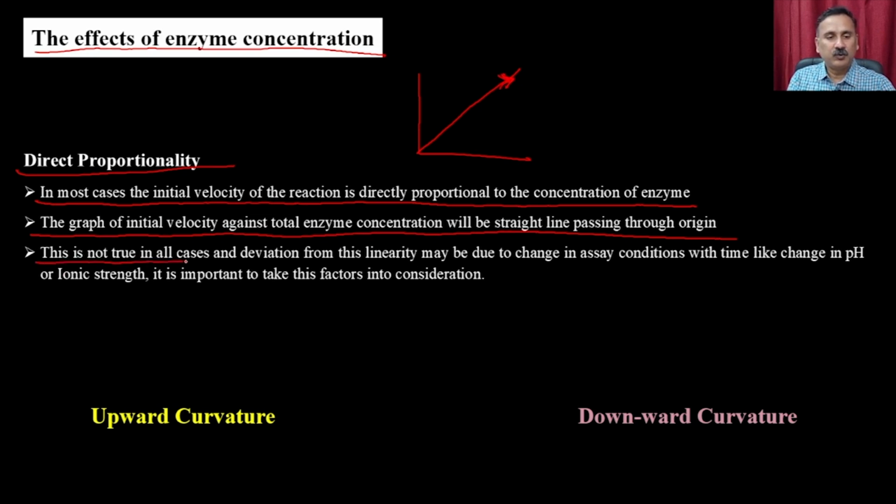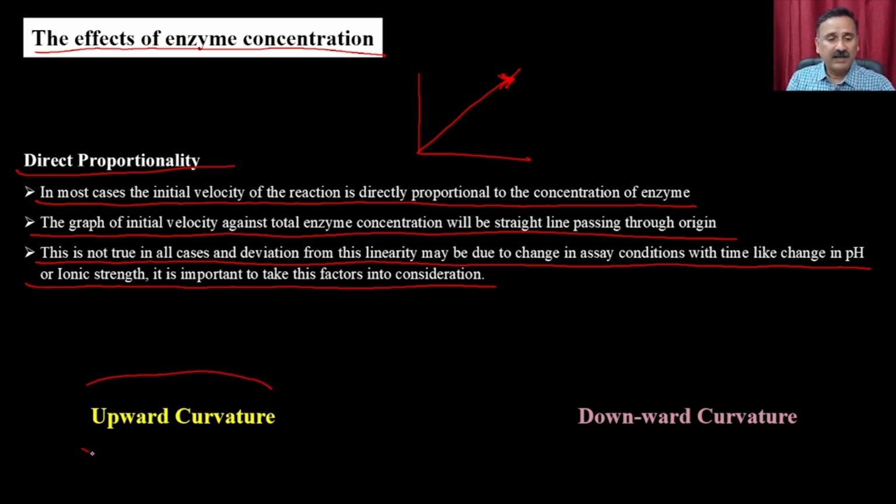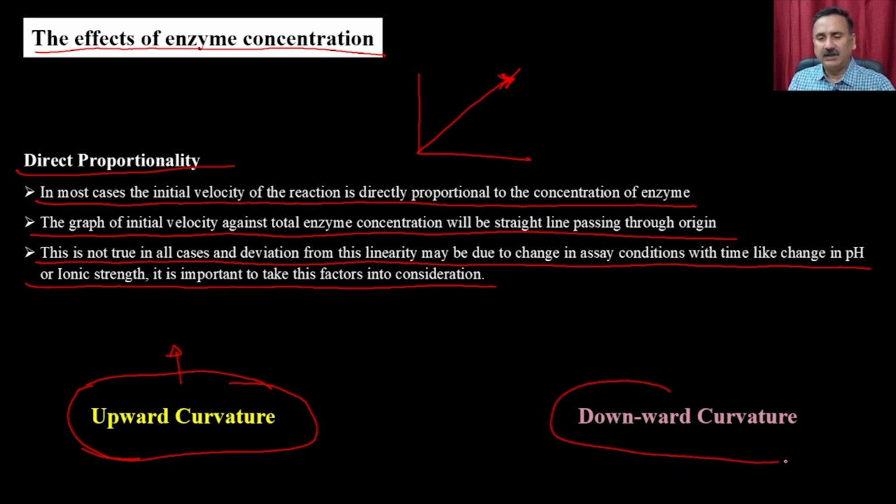And this is not true in all cases. Deviation from this linearity may be due to changes in assay conditions with time, like a change in pH or the ionic strength, so it is important to take this factor into consideration. So you can have two different types of effects when you look at the effect of enzyme on the initial rate measurements. It can have an upward curvature, or you can also have a downward curvature. So let's see what the upward curvature is.